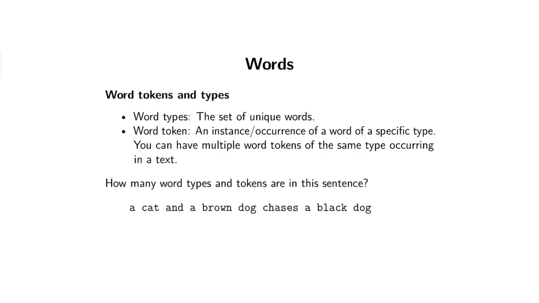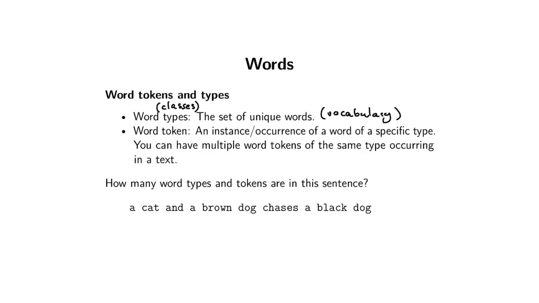So word types, if you've done machine learning, this is like the different types of classes that you have in your problem. So this is the set of unique words, or maybe the vocabulary in the language. Okay? And then the tokens are the instances of words of a specific type. So you can have multiple word tokens of the same type occurring in a text. Okay, does that make sense? In image classification, one of the model class outputs would be cat, but you can have many different images with cats in them, different cat tokens, all belonging to the cat class.